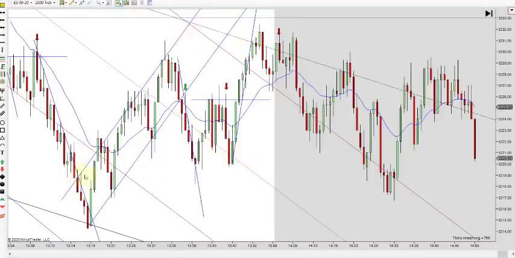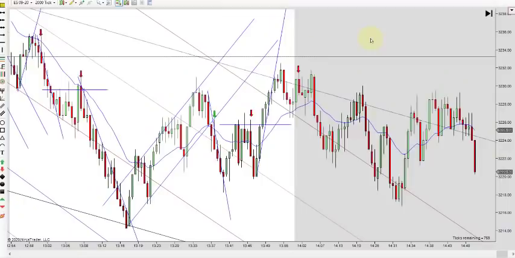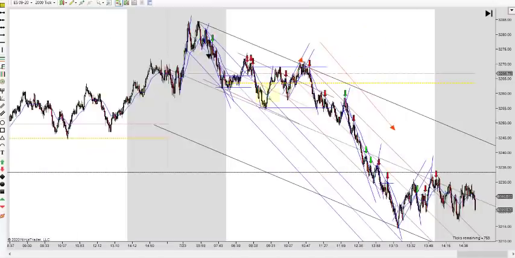So now again, you got one leg up, a little two-legged correction in there, and another leg up. Back to that main black trend line. Let me back out and show that to you. That's this big trend line.